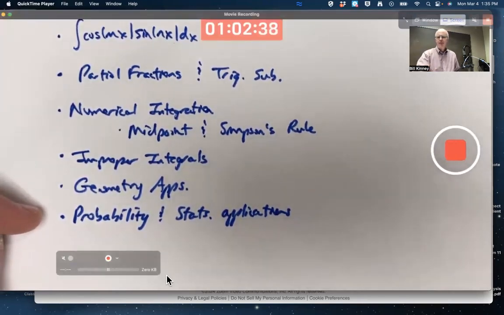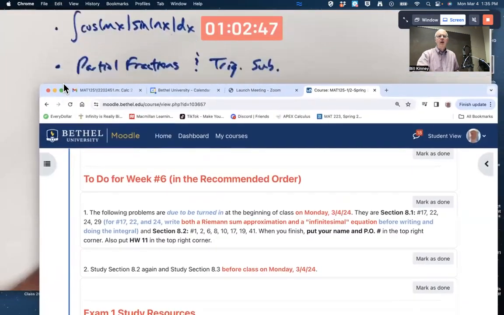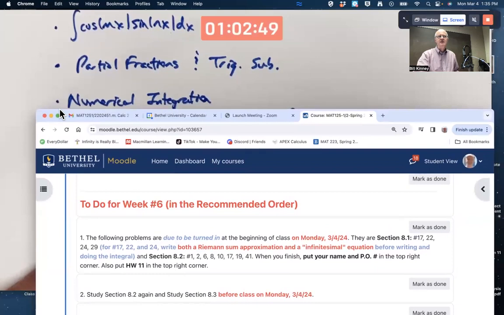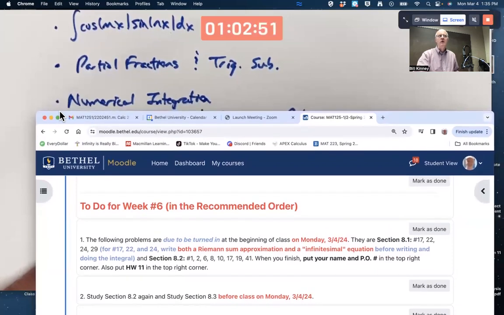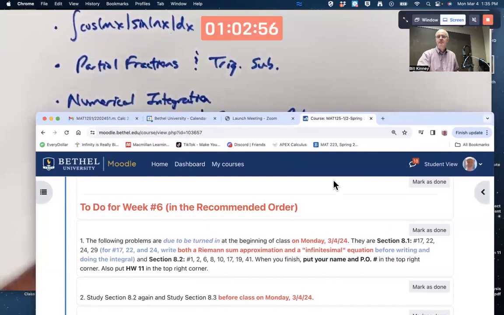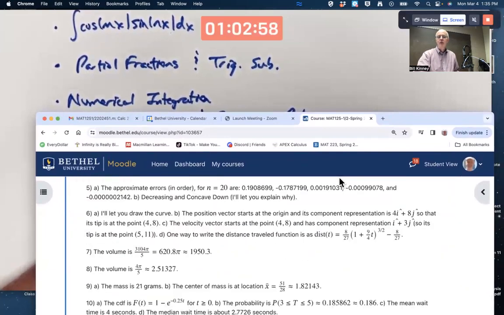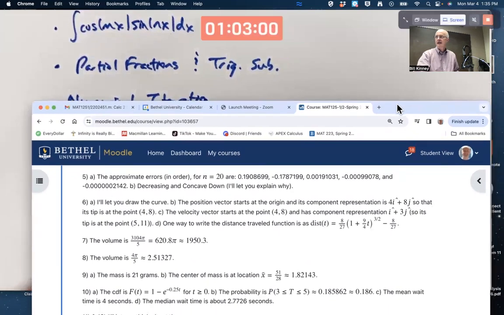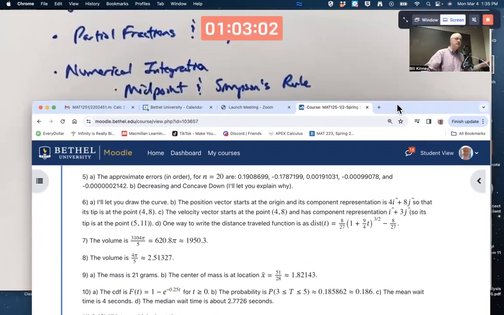Question over here. With arguments, do you want? I want you to understand derivations, and so I might ask for a Riemann sum and/or an infinitesimal equation. So, no, I'm not guaranteeing. Comparison test for improper integrals.